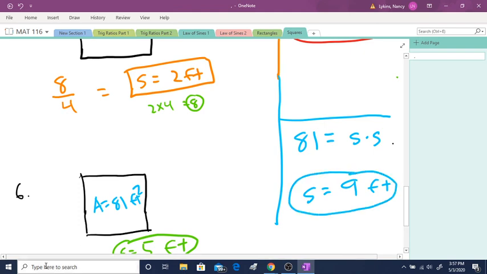So now this concludes my lesson on squares for perimeter and area. In the next video I'm going to talk about will be triangles.